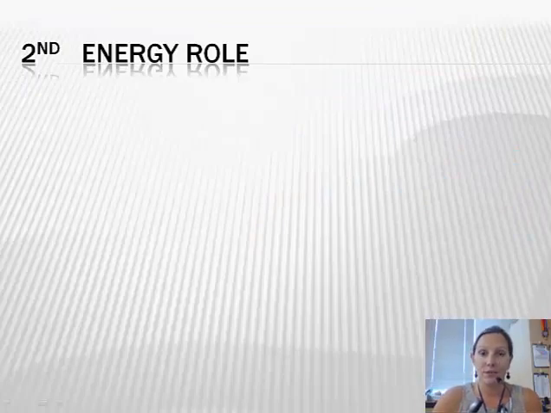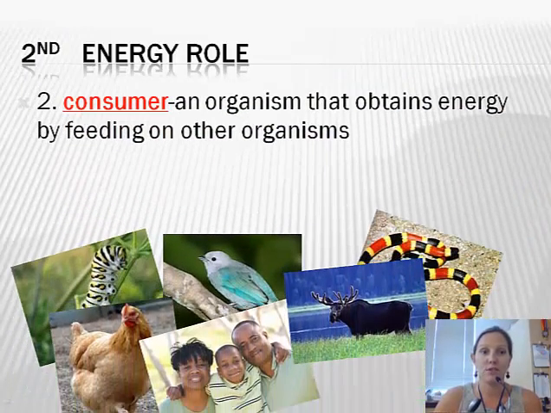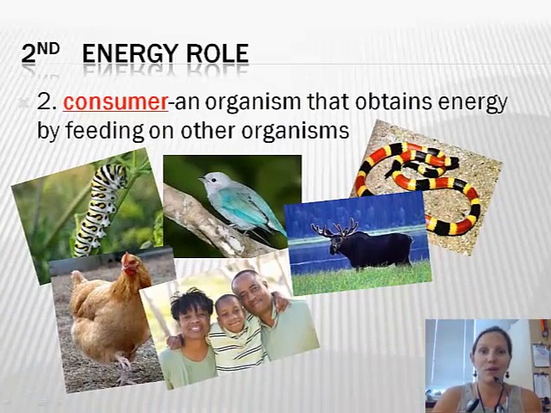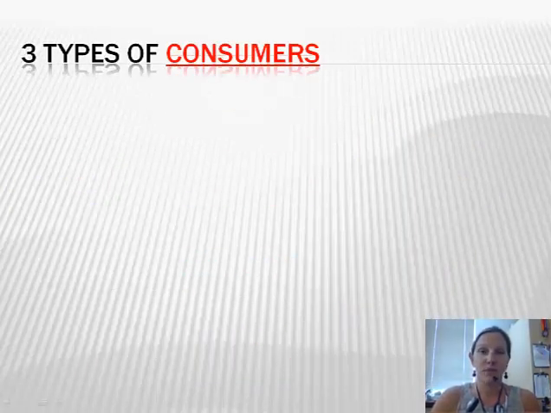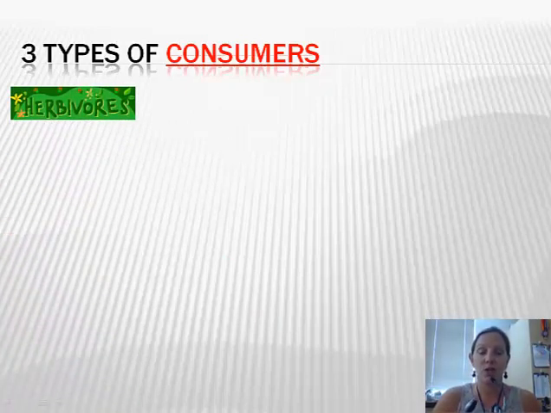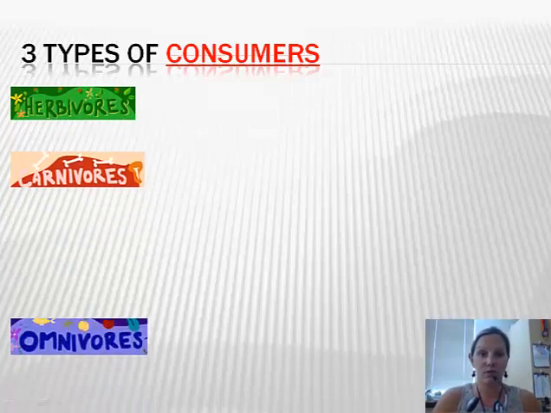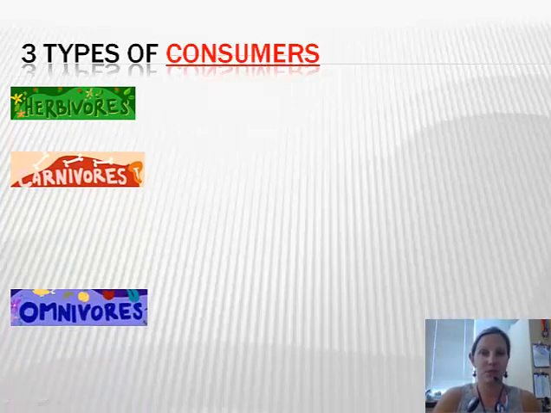Okay, let's talk about the second energy role. So you had producers, now you have consumers. Consumers are organisms that obtain energy by feeding on other organisms. And here you can see a bunch of pictures. Caterpillars, birds, moose, snakes, humans, chickens. They all eat something else. And we have to break down consumers because there are three specific types. Write this down. There's herbivores, carnivores, and omnivores. These are three types of consumers. They all eat things for energy.